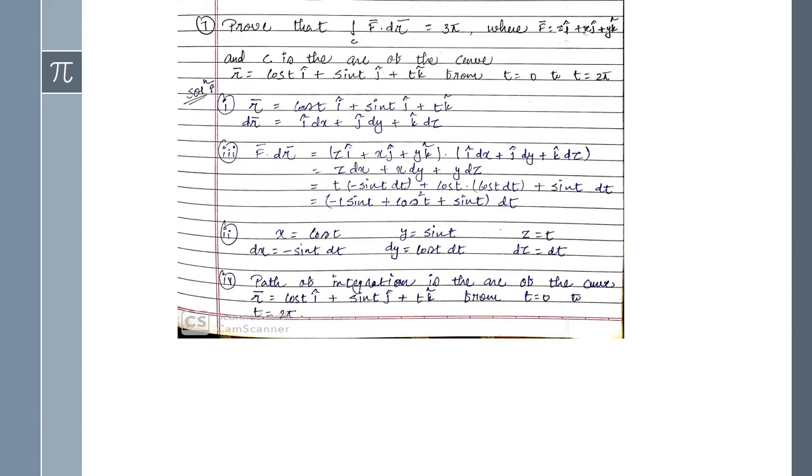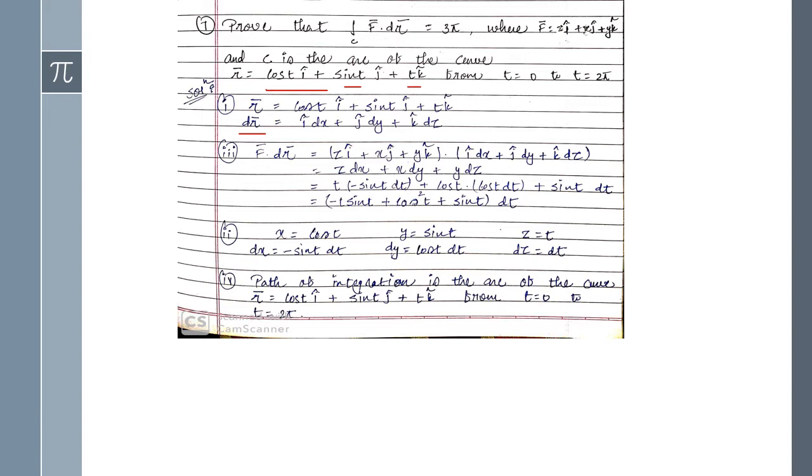Here r bar is given, but it is in the form of a parametric equation, not the position vector. You can see the terms are converted into t form: cos t, sin t, and t. It means it's a parametric equation, not a position vector. So your r will be as it is, r equals x i plus y j plus z k, and from that you will find dr, that will be i dx plus j dy plus k dz.